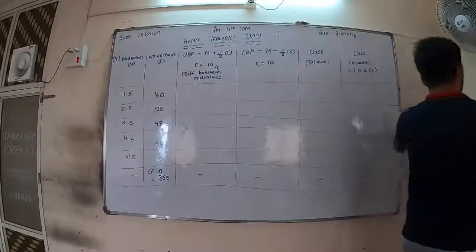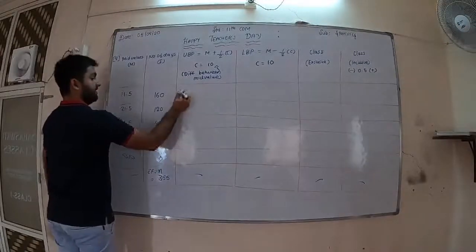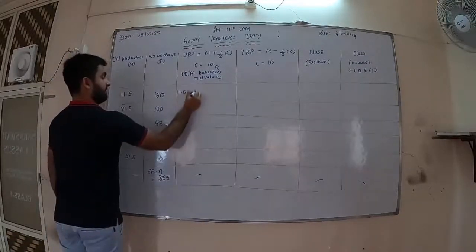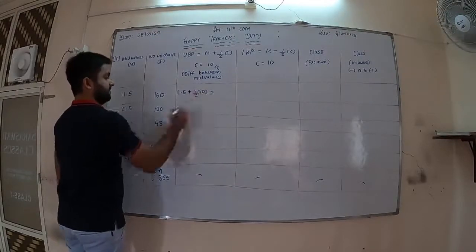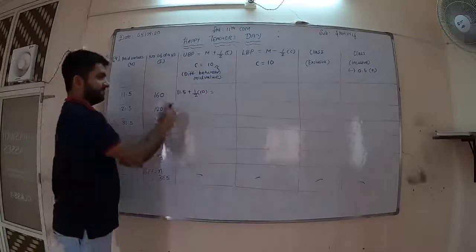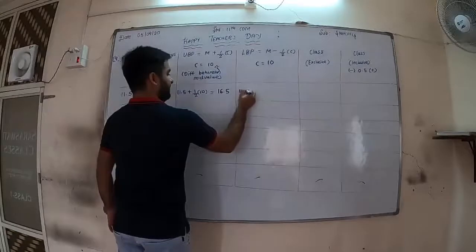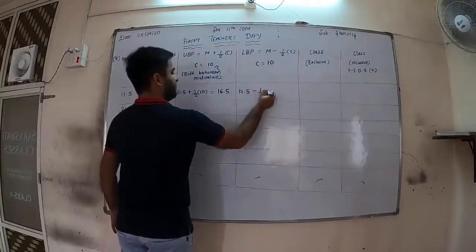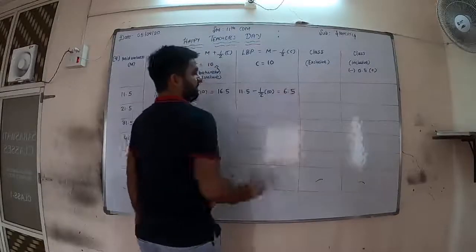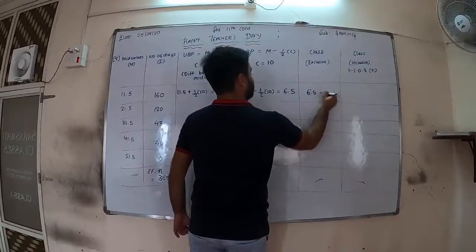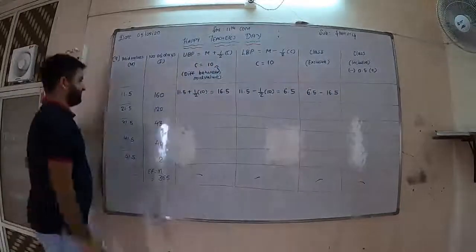Now upper boundary point: 11.5 plus 1 by 2 into 10. So 10 by 2 is 5. Add 5 to it, we will get 16.5. Then 11.5 minus 1 by 2 into 10. Subtract 5 from it. So it will be 6.5. So the exclusive class may be 6.5 to 16.5. Inclusive we will do afterwards.